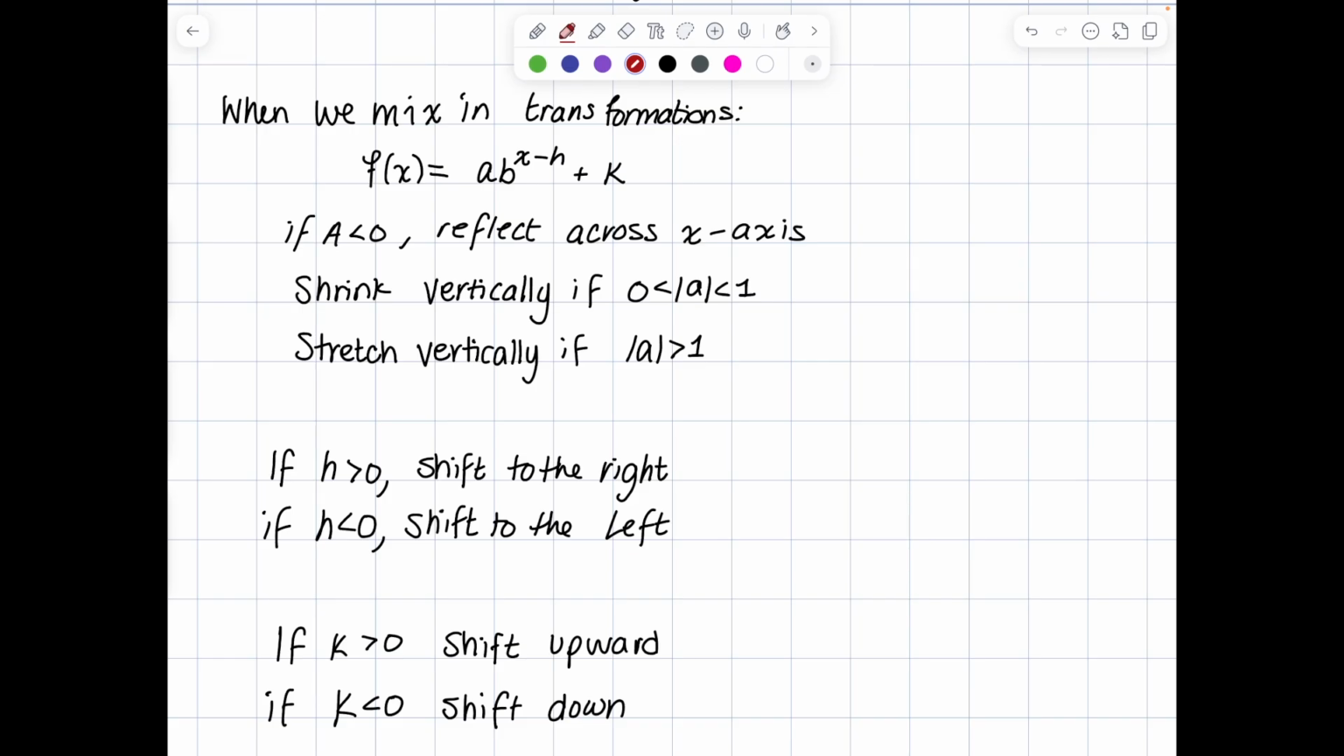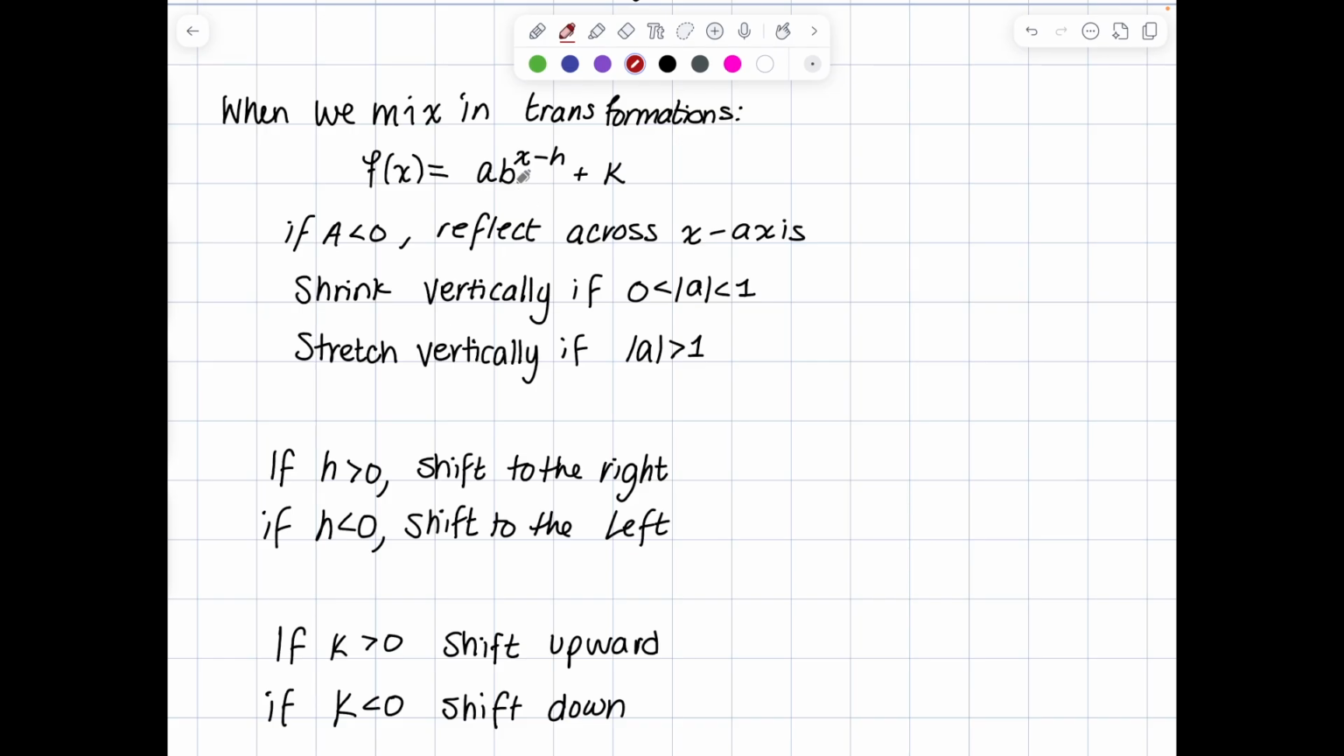If we have a between 0 and 1, it's going to shrink. If that value on the outside is in between 0 and 1, it's going to shrink, and if the absolute value of it is greater than 1, it's going to stretch. So again, the negative has to do with the reflection, and then the magnitude of that a, depending on how big the number is, is going to determine if it shrinks or stretches.